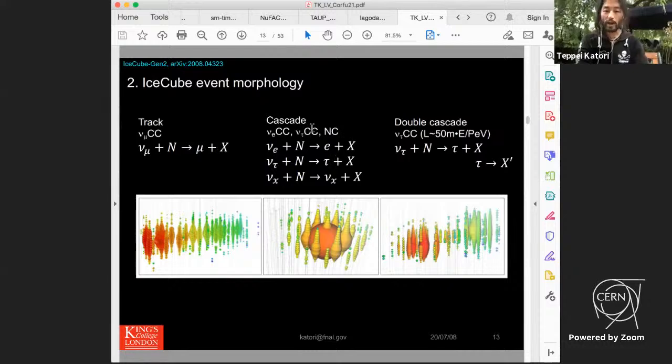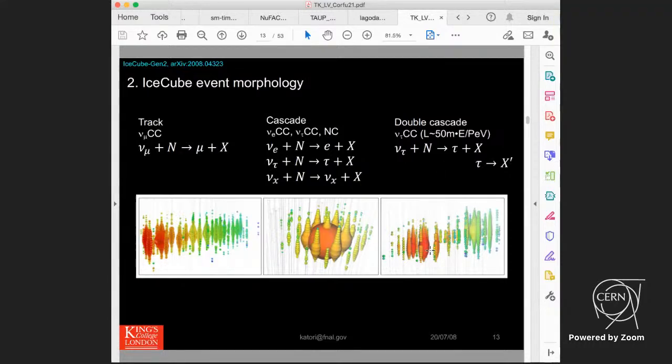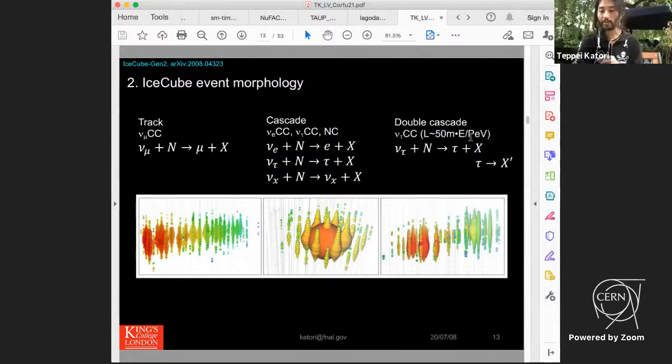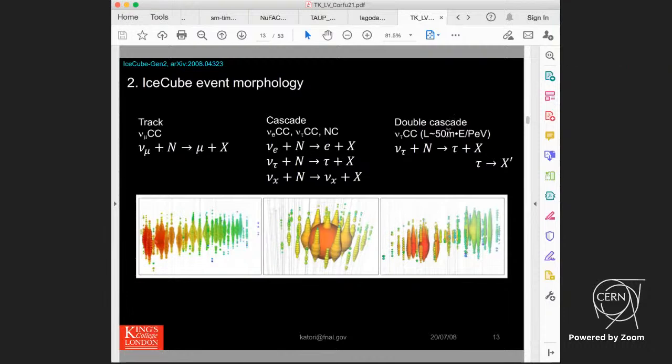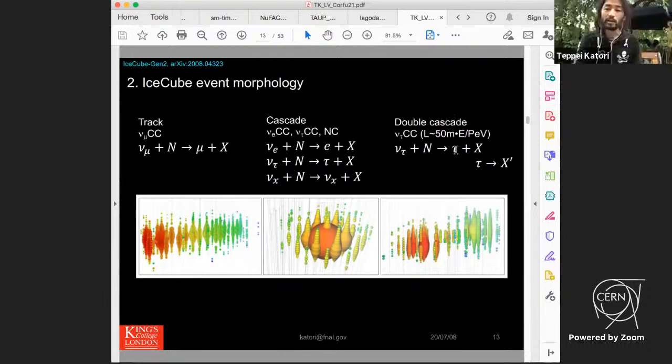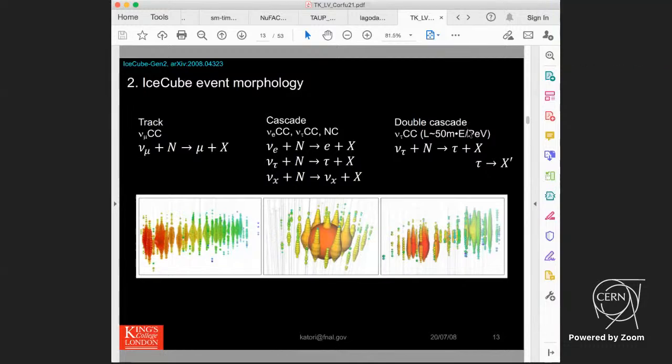But most of the interactions make this kind of shower called a cascade, such as electron neutrino CC, tau neutrino CC, or neutral current. And you can't really tell, it's a big blob. So it's easy to measure the energy, but it's not easy to measure direction. And also it's not easy to differentiate the flavor. The tau is a special case. This is called a double cascade, where the production of the tau and the decay of the tau make two showers. But in order to see it, this tau has to propagate long enough, like 50 meters, which takes roughly 1 PeV. So only very high energy taus can do this.